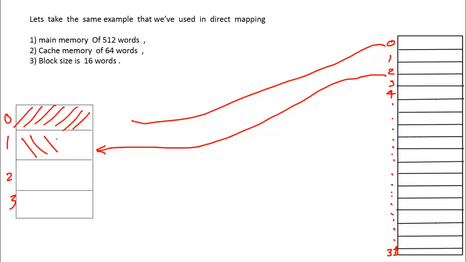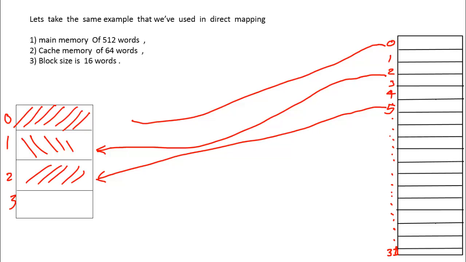So here we have the second block of main memory. Then let's keep the 3 and 4. Let's understand this is the fifth block, and now this fifth block will be inserted into the second position, and this will be the sixth block. This will be inserted into the third position.